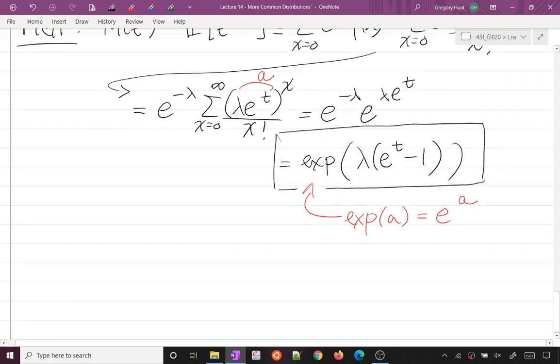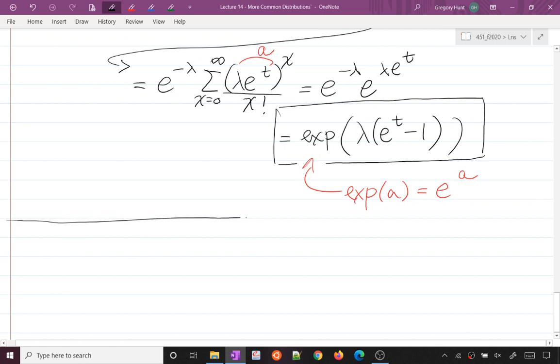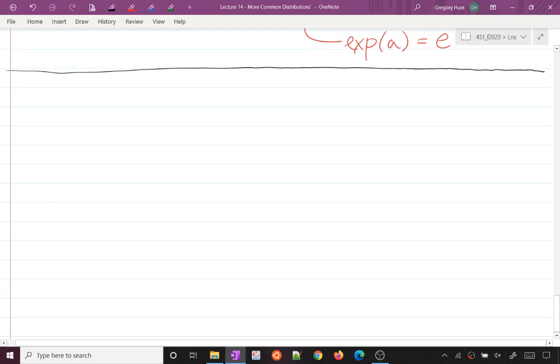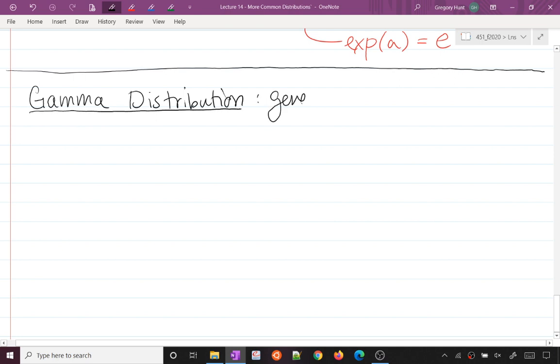So that's Poisson. Let's stop there with Poisson random variables. They don't have a nice closed form CDF, so we're not going to look at that. Let's move on to a continuous distribution, what's called the gamma distribution. And the gamma distribution is going to generalize the exponential distribution.